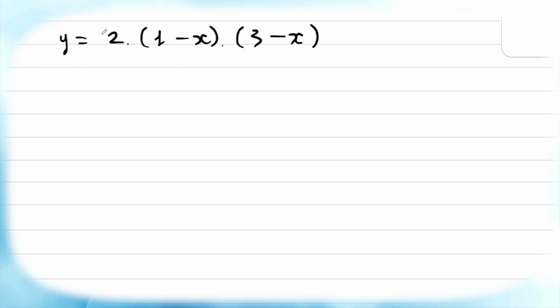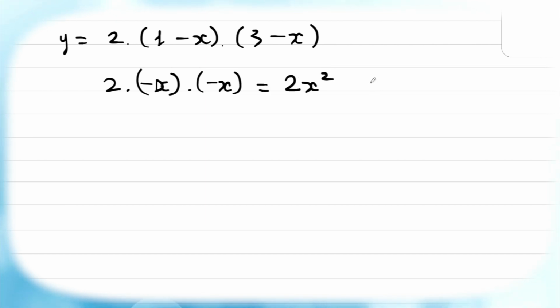Okay, so let me make this clear with another example. I have here 2 multiplied with 1 minus x and 3 minus x. So what is the form of this graph? You can see that the number outside here will be 2. The first x will be minus x, and the second x will also be minus x here. Multiply them together, I get 2x squared. 2x squared means positive, so we will have a smile face for this one.